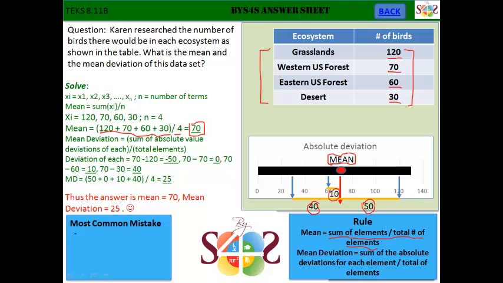And then we're going to add all these values together, just like this right here. And then we're going to divide that by the total number of elements, and that's going to give us 25. So the mean for this question is 70, and the mean deviation is 25.